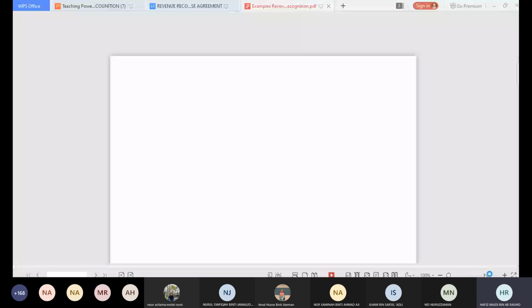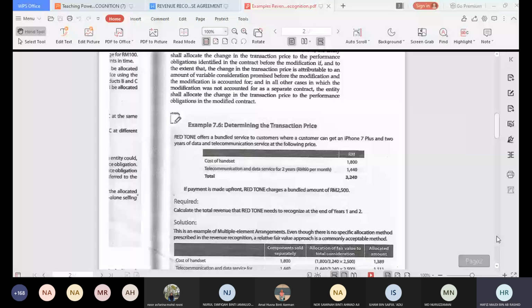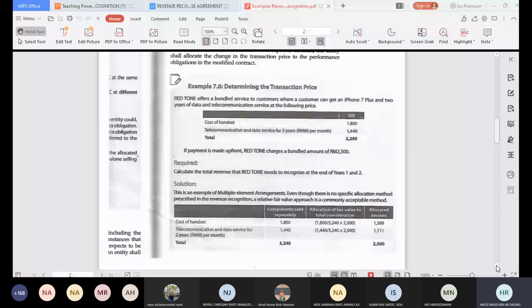Okay, 7.6 is where you have a package, sort of a package or a bundle of products in one contract. Here is a common situation. For example, when a company offers a customer telecommunication services, you offer two things: one is the equipment, and second is the telecommunication service.